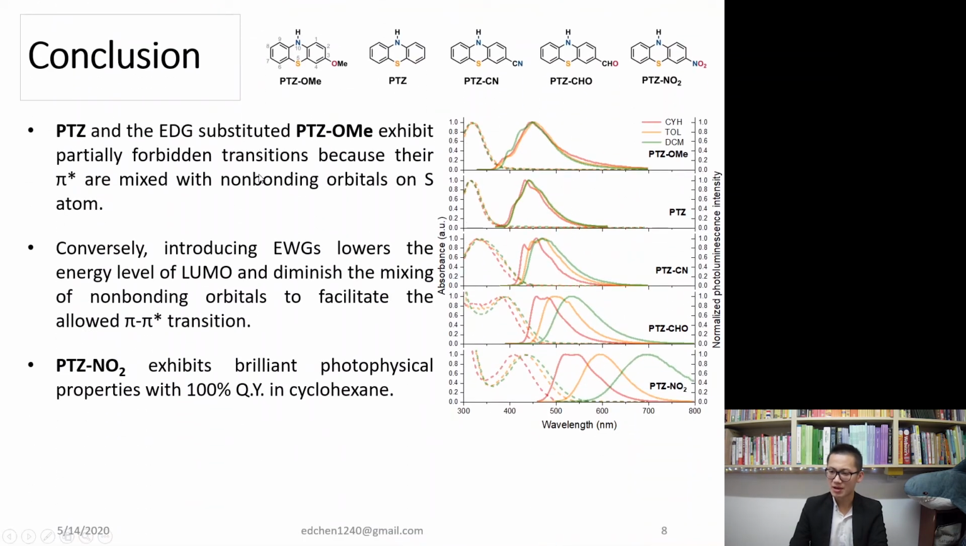In conclusion, PTZ and PTZOMe exhibit partially forbidden transition because their pi star is mixed with non-bonding orbital from the sulfur atom. On the other hand, introducing electron-withdrawing groups lowers the energy level of LUMOs and diminishes the mixing of non-bonding orbital with the pi star orbital. Therefore, PTZNO2 exhibits brilliant photophysical properties with a quantum yield of 100% in cyclohexane.